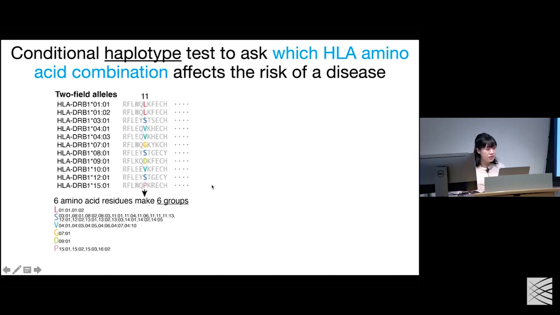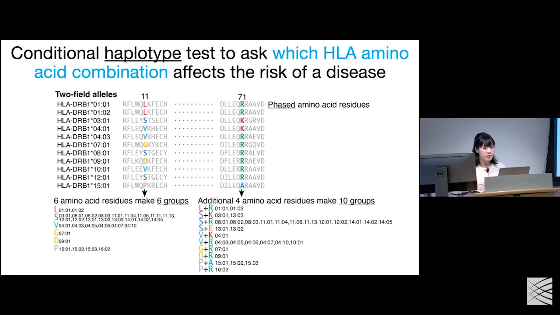To do so, we utilize the 2-field HLA allelic imputation results because they can account for haplotype information. So each 2-field HLA allele is a unique sequence of amino acid residues like this. Therefore, when we think only about position 11, the 2-field HLA alleles can be naturally categorized into 6 groups, each of which corresponds to 6 unique possible amino acid residues. Like in this bottom figure, L consists of 2-field alleles 01:01 or 01:02. S consists of 03:01, 08:01, and so on and so forth.